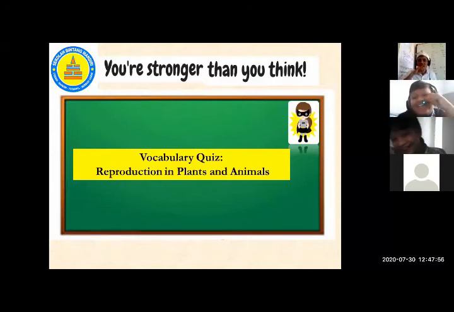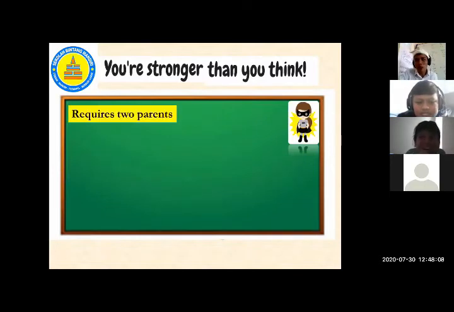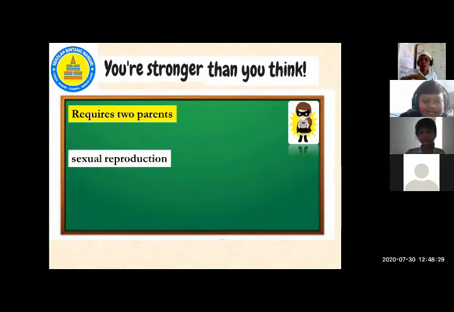Question number one, everybody. Look at this. Requires two parents, sexual or asexual? Sexual. Yes, the answer is sexual reproduction. Easy, very good. Next.